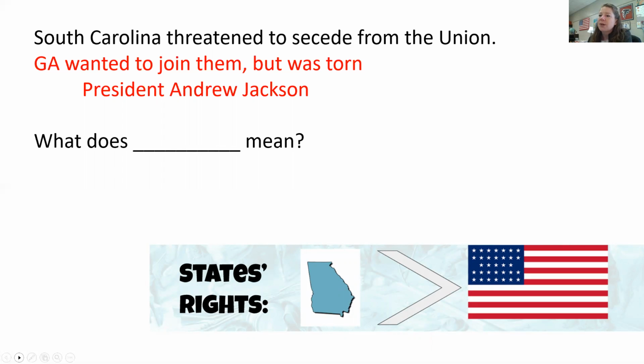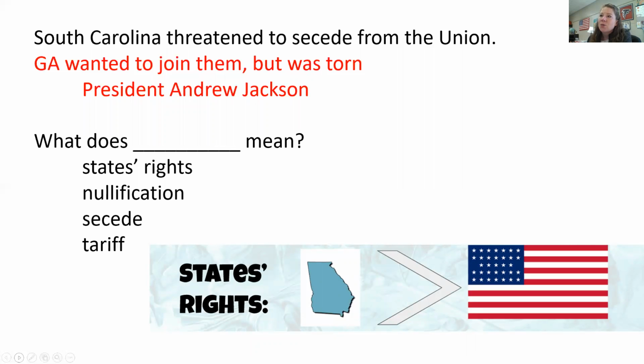All right, so some vocabulary real quick. What do these things mean? Well, states' rights means that some states believe that they had the right to make their own choices, their own laws, and if they didn't agree with the federal law, they could ignore it. They didn't have to enforce it. Nullification meant that we're going to nullify a federal law. If we don't like it, we're going to ignore it. We're not going to enforce it.